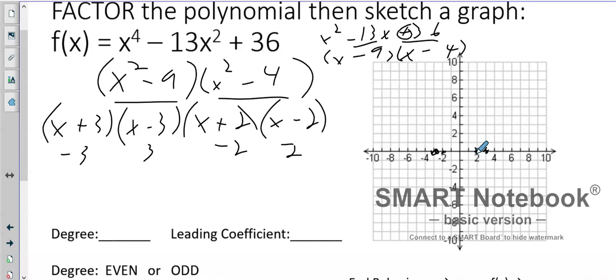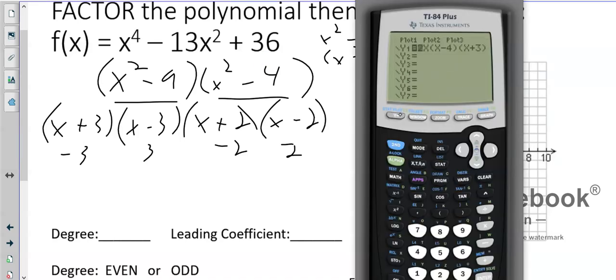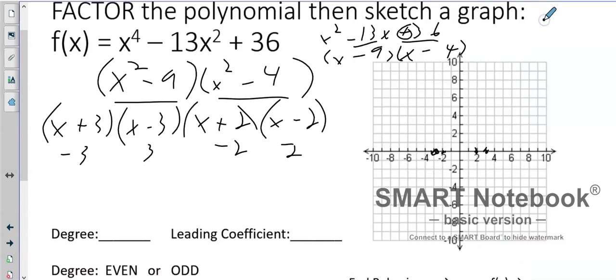Okay? And we can actually just put in our calculator the standard form, save us a bunch of keystrokes. So x to the power of 4, come down, minus 13x squared plus 36. And let's see if we have those same numbers. Negative 3, negative 2, positive 2, positive 3. Same zeros. Notice again, nothing we're going to be able to graph. So let's see what it looks like. It's just a big old W.